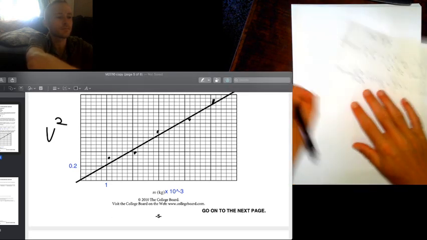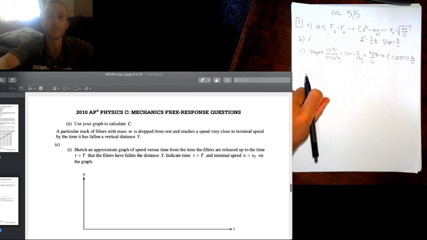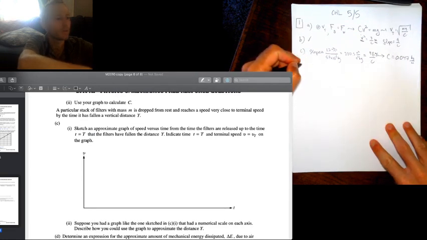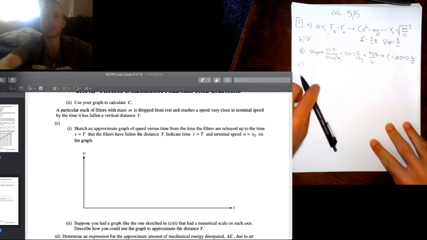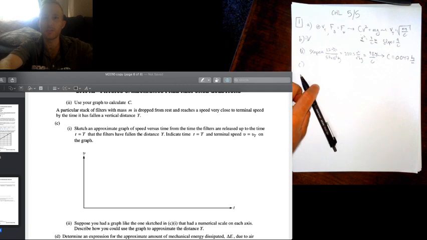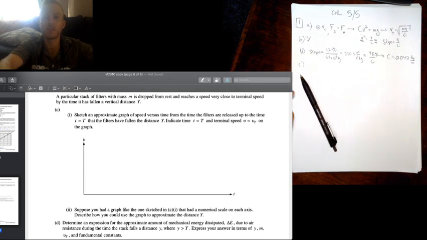So, C, oh, that was I. We just did I there. So part C says a particular stack of filters with mass m is dropped from rest and reaches a speed very close to terminal speed by the time it has fallen a vertical distance y. Sketch an appropriate graph of speed versus time from the time the filters are released up to the time t equals capital T that the filters have fallen a distance y.